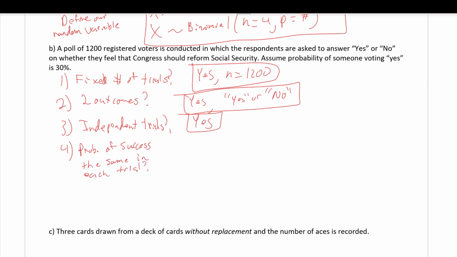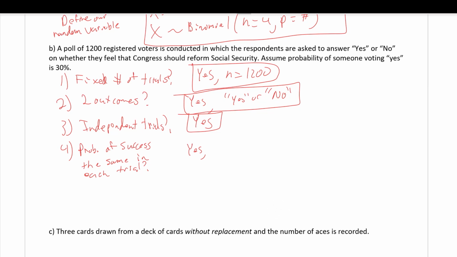And what do they mean by success? Well, they're saying the probability of somebody voting yes is 30%, right? How do they know that? That usually comes probably from a prior study, okay? So in this case, it's saying yes. The probability that someone will respond yes to this survey is a 30% chance.